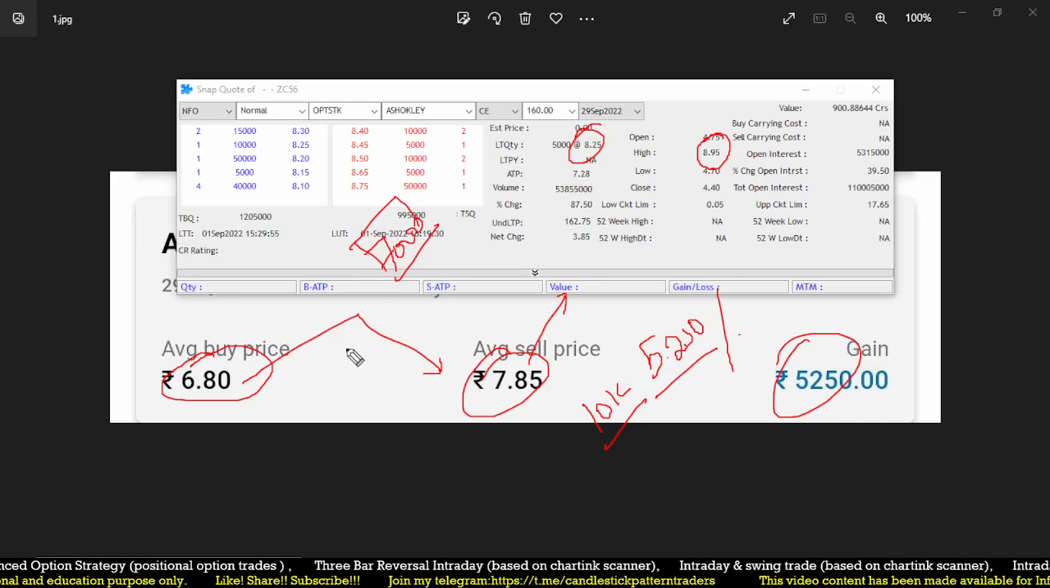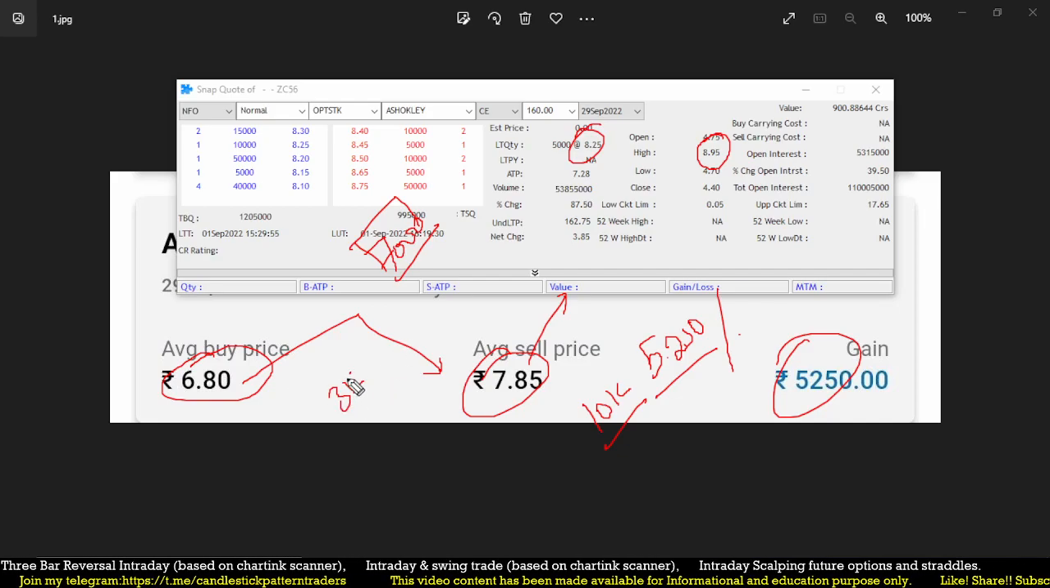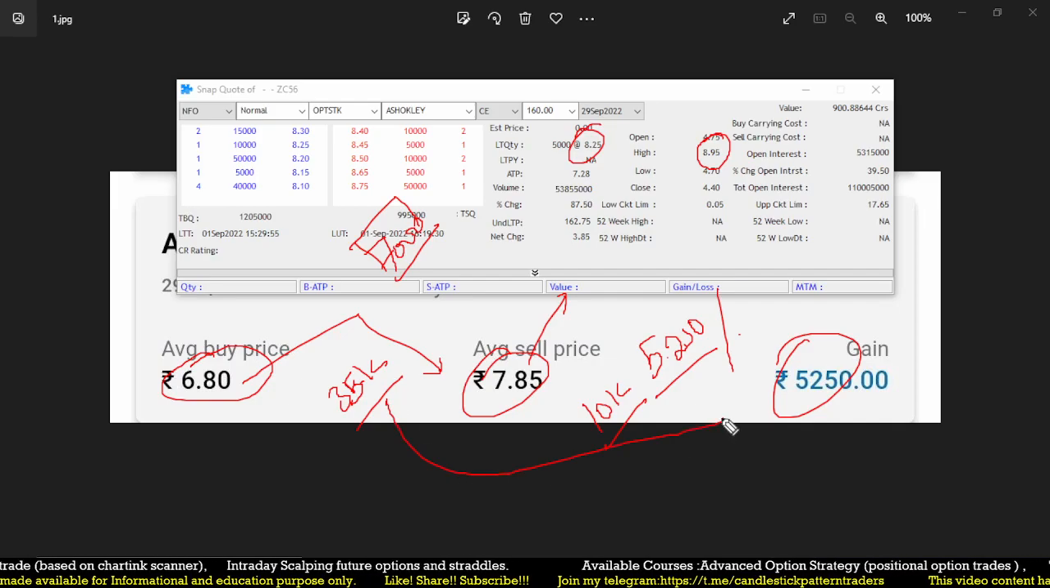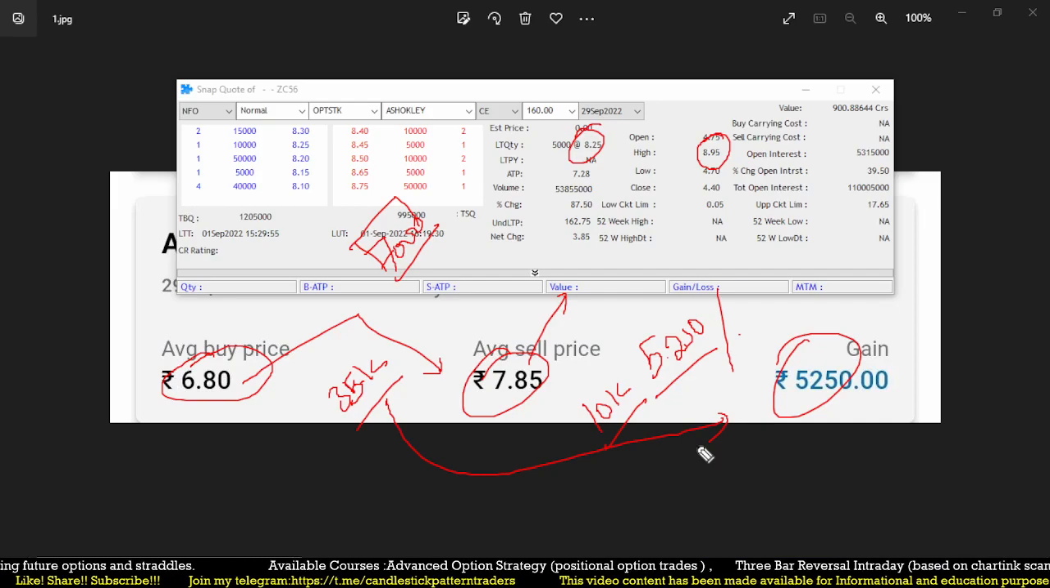But I invested almost 35,000. The total investment required to do the trade on options is 35k, on which I made 5,000, which is more than 15%. That's good enough on an intraday basis. So I exited.